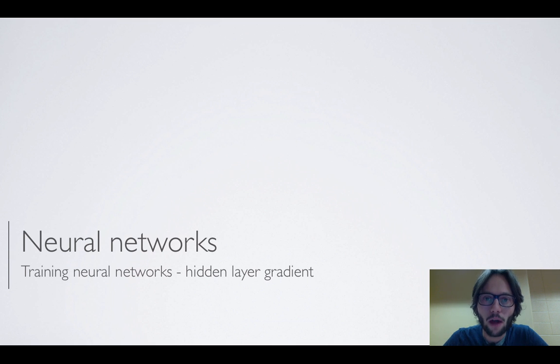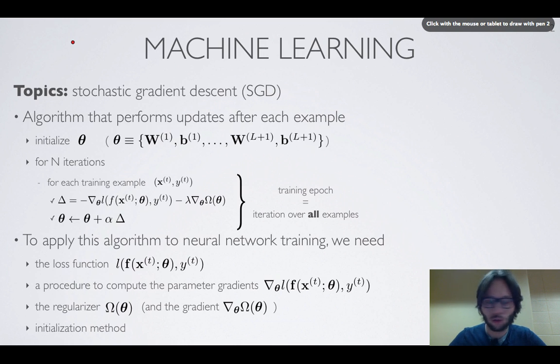In this video, we'll derive the gradients of the loss function with respect to the different hidden layers in the neural network. So now we are again pushing forward with getting an expression for the parameter gradients so that we can put those into the description of the stochastic gradient descent algorithm applied for neural networks.